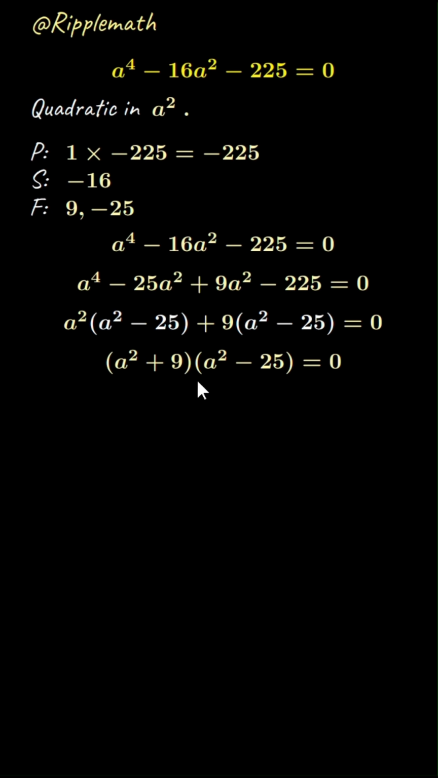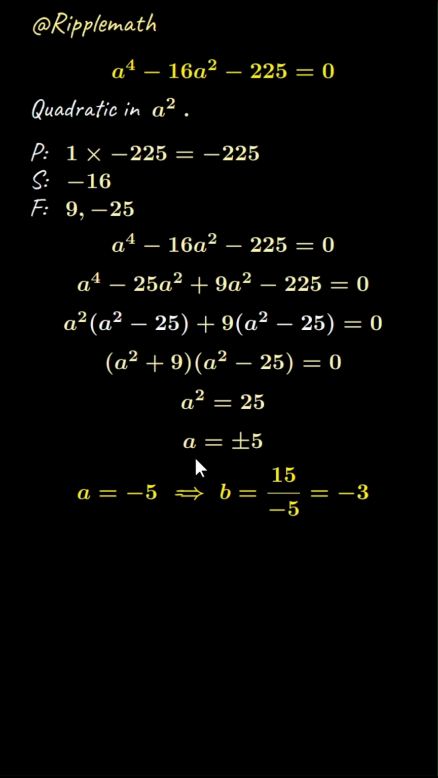Now the thing to note here is a squared plus 9 is always a positive number. It can never be 0. So you just cancel that off and you're just left with this one equal to 0, which means a is plus or minus 5. If a is minus 5, b is minus 3, and if a is plus 5, b is 3. So there are your two solutions here.